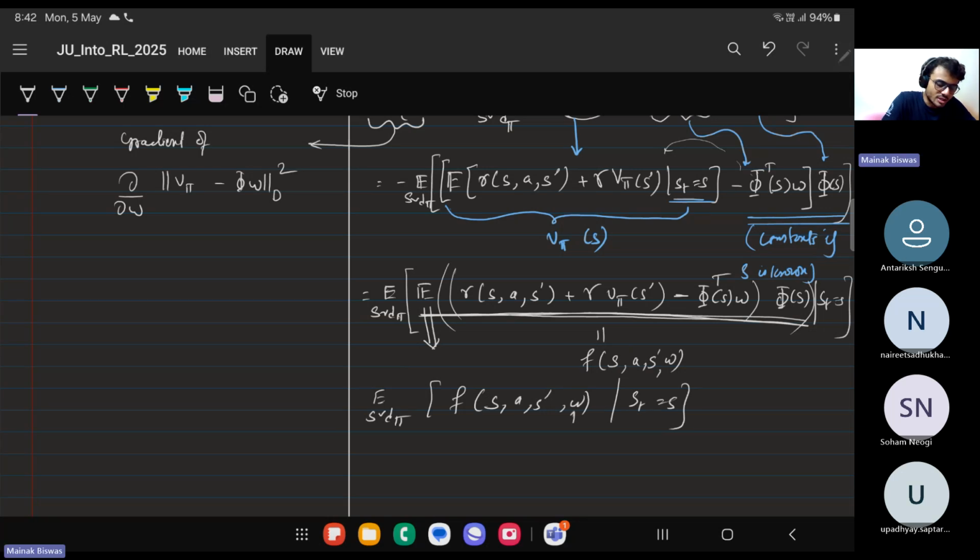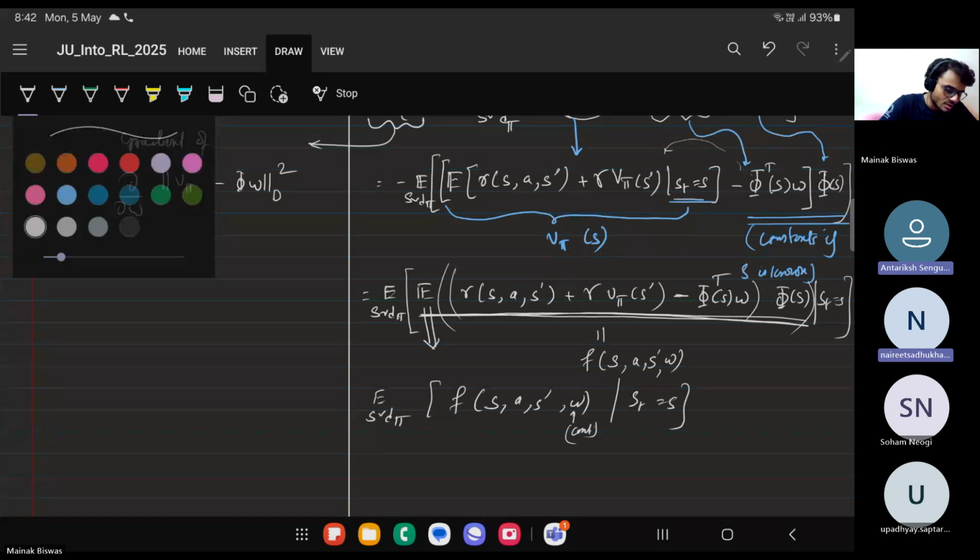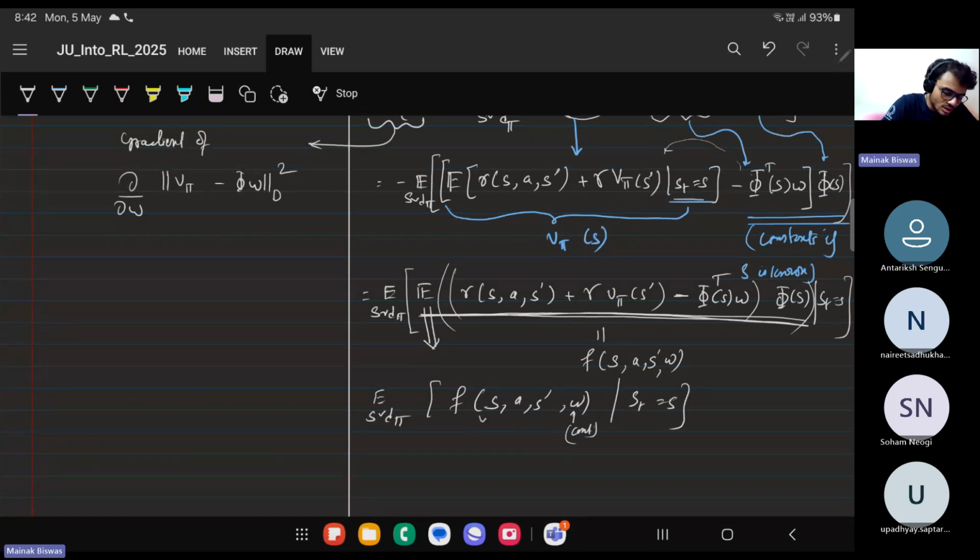So w is a constant. We're not going to deal with w further just yet. What else is not known? What is known first? Tell me. S is known, but we don't know s dash. Correct. S is known, because I am fixing s. The value of s is already given to me.